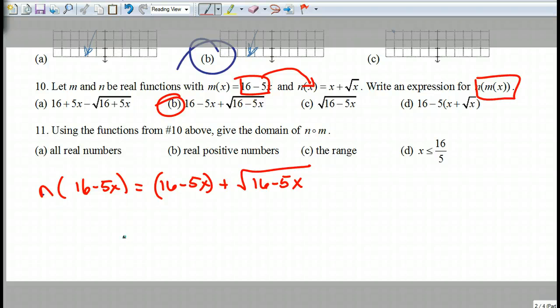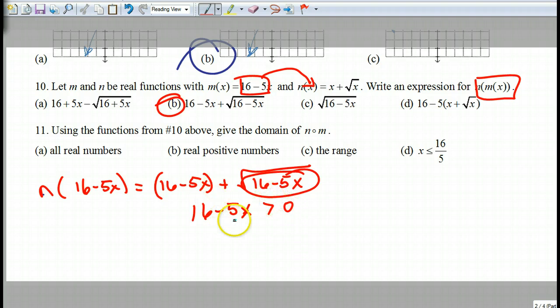Okay? Using the equation from 10 above, give the domain. So what are the possible values of x here? It could be all real numbers, and what else? Yeah. But what does this tell us right here? What do we know about the square root? Can that be negative? Okay, so this number inside the square root has to be bigger than 0. So let's find out what that number is. It has to be greater than 0.